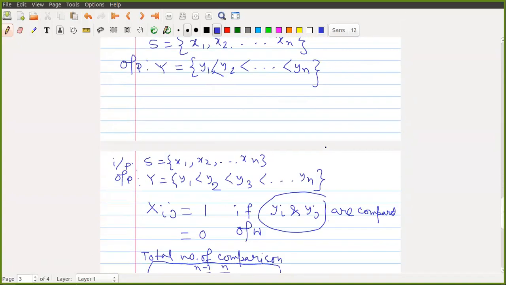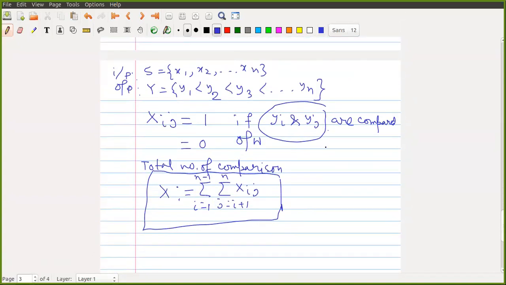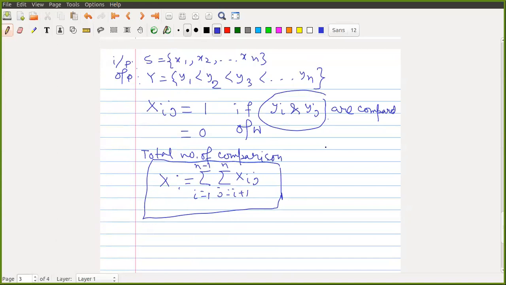So basically we just need to compute how many comparisons our randomized quicksort is doing. For that, I have defined a random variable xij which is 1 when elements yi and yj are compared during the course of the algorithm and 0 otherwise, right? So what is the total number of comparisons? We will be summing over all ij, so x is the total number of comparisons, which is the sum of this thing, right?